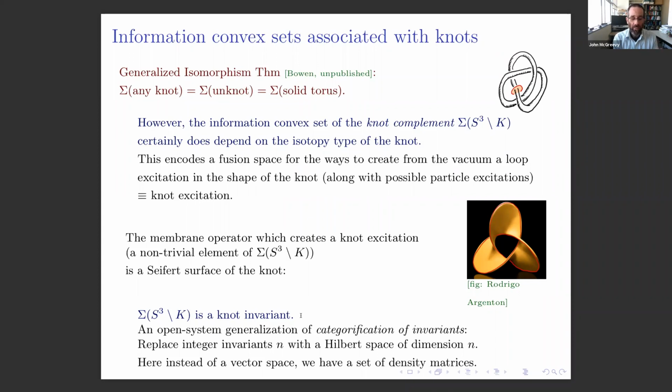So I find this idea very appealing because mathematicians really like this notion of categorification of invariants, where you take some invariant, which is an integer, and then find a Hilbert space whose dimension is that integer. So here it's like that, except instead of a vector space, we're associating a set of density matrices with it. So it's like a generalization of categorification.